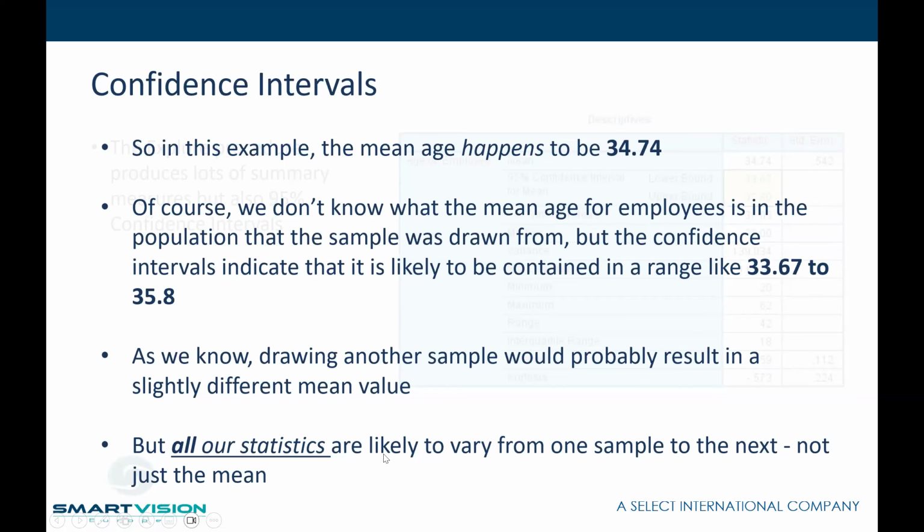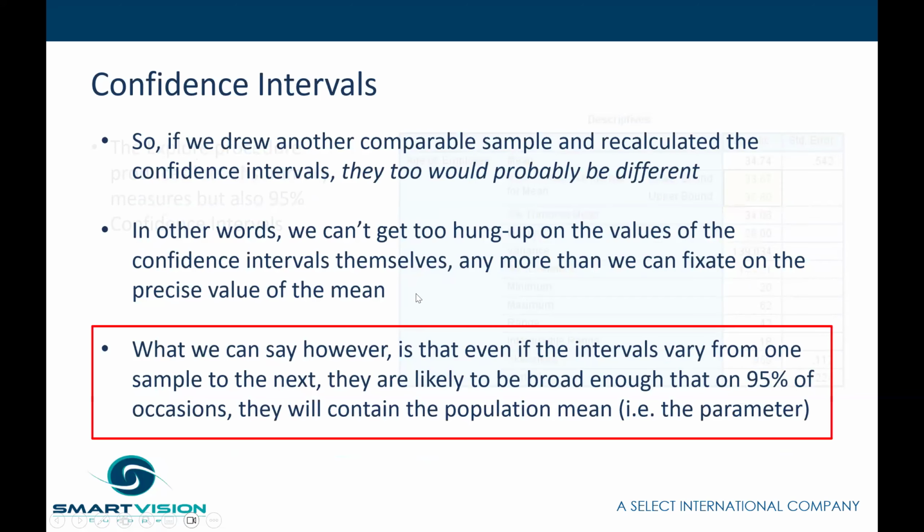As we know, drawing another sample would probably result in a slightly different mean value. We have to bear in mind that all our statistics are likely to vary from one sample to the next, not just the mean. And that means if we drew another comparable sample and recalculated confidence intervals, they too would probably be different. In other words, don't get too hung up on the values of the confidence intervals themselves, any more than we fixate on the value of the mean, because the confidence intervals will change from one sample to the next the same way the mean does. But what we can say is that even if the intervals vary from one sample to the next, they are likely to be broad enough that on 95% of occasions they will contain the population mean. So on 95% of occasions, with a comparable sample of a comparable sample size, the confidence intervals will contain the mean.